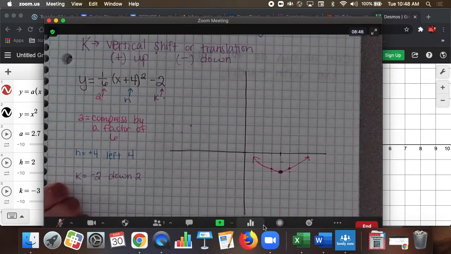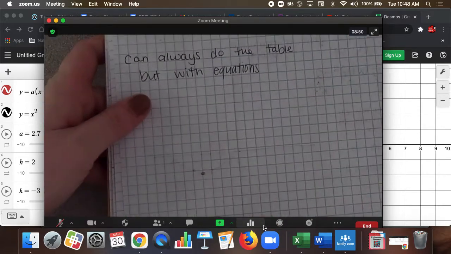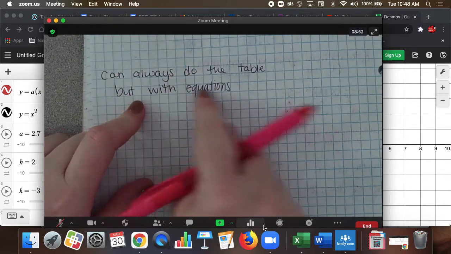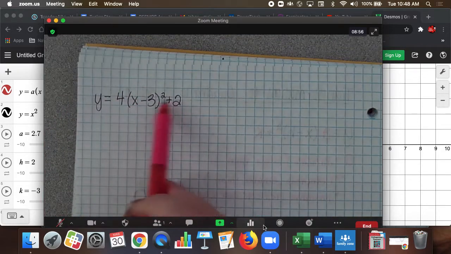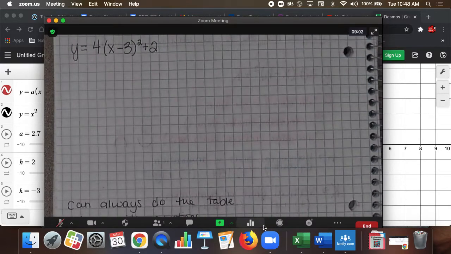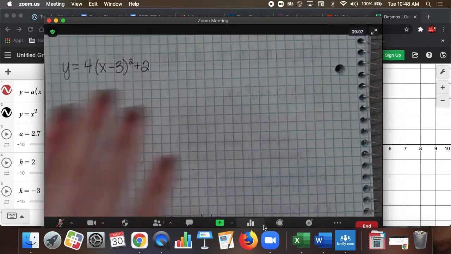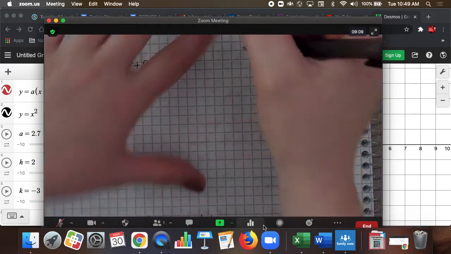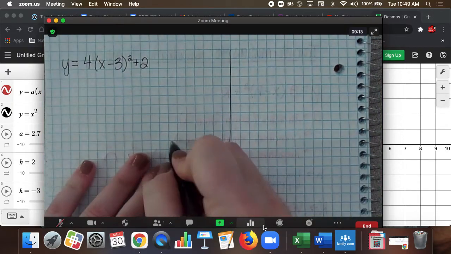Okay, I wrote this note on the back side of this paper, but remember when you were doing the tables, you can always do that, but think about these equations. They're pretty hard, so in order to write the table for that, it would be quite a bit of work. So you can always do that, it's an option, but that's why I like using the transformation.